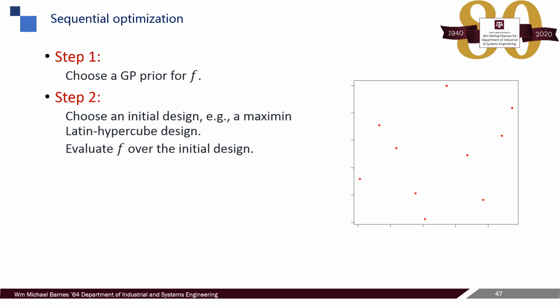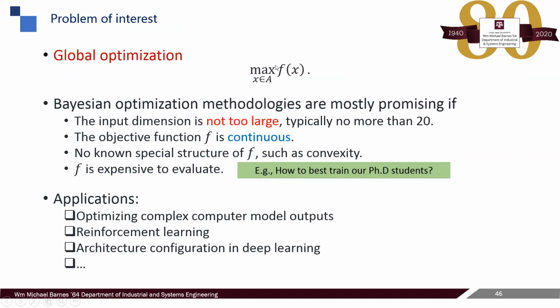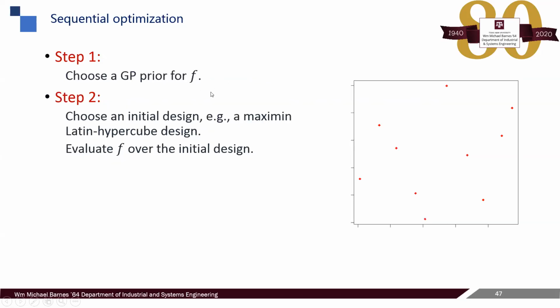So sequential optimization is the same, but first we need to have a GP prior. That's the first step. Because we don't know anything about f, we need to choose a prior for it. In this case, we don't have any information about it, so usually we just use a stationary GP as a prior of f. And the second step, we need to choose an initial design. Here I consider a max-min Latin hypercube design.